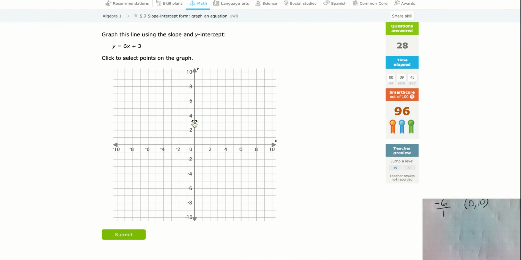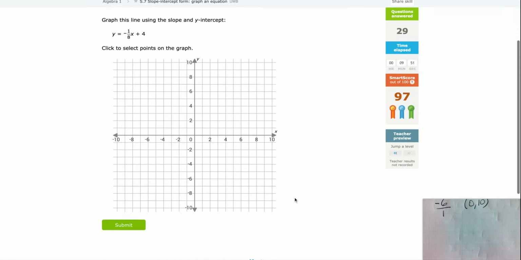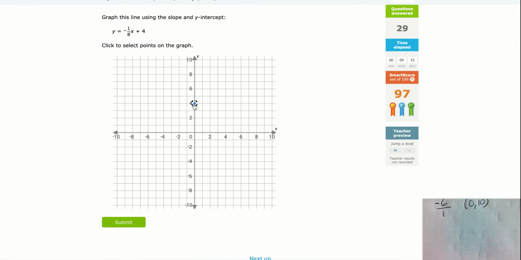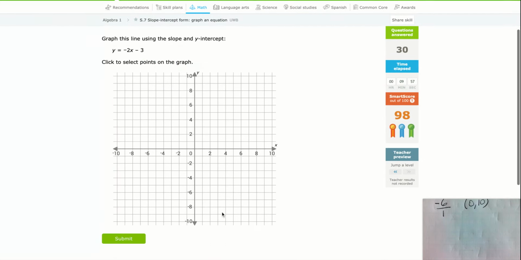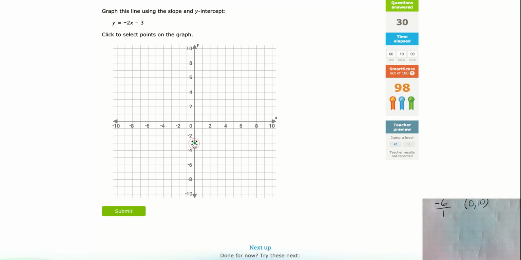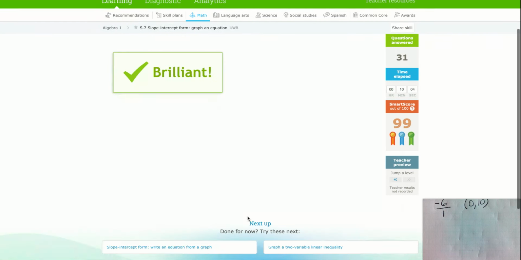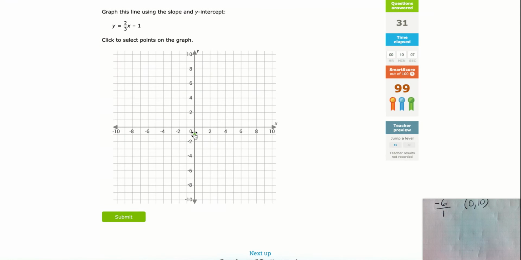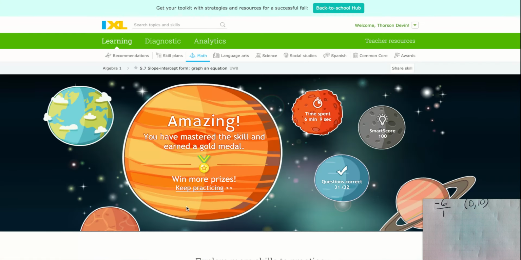3, positive 6 slope. So I'm going to go up to 9 and right over 1, positive 6 slope. 4 is my y-intercept, down 1 over to 8, so it's a negative slope going downhill. Negative 3, then I'm going to go down 2 and right 1, negative 2 slope. And last one at negative 1, up 2, right 3, positive slope. And if you have any questions, please do let me know, and I will help you.